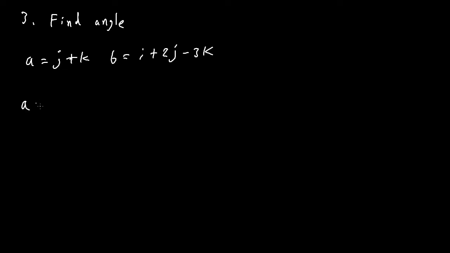So a, now notice there is no i value here, so the i value is directly related to the x component, and so the x component is 0 since there is no i. Now since there's a 1 as a coefficient in front of j, our y component is going to be 1, and there's a 1 in front of the k, so our z component is going to be 1 as well. Now for vector b, there's 1 in front of the i, so that's going to be our x component. There's a 2 in front of the j, that's our y component, and negative 3 is going to be our z component because that's in front of the k value.